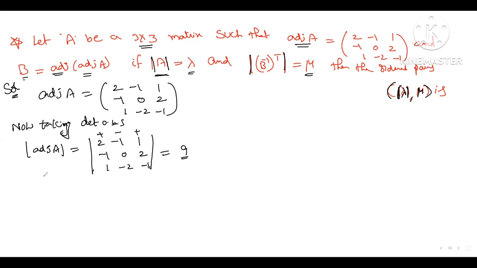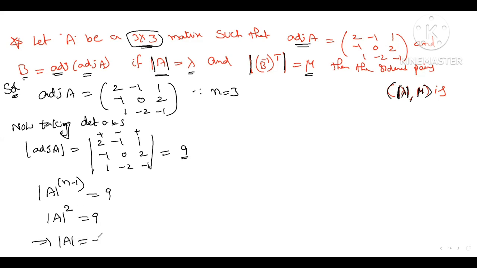Delta of adjoint A, we have one formula: delta A power n minus 1. But n value here, how much value? N value, a 3 by 3 square matrix is given, n is equal to 3. So 9 is equal to delta A power n minus 1, 3 minus 1, it will become delta A whole square is equal to 9. Delta A we get plus or minus 3. Delta A value plus or minus 3.